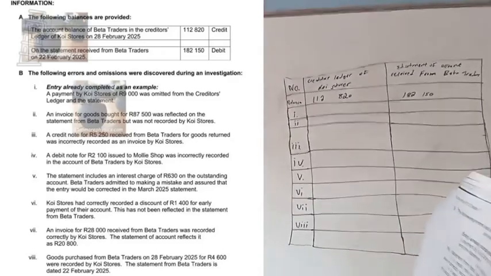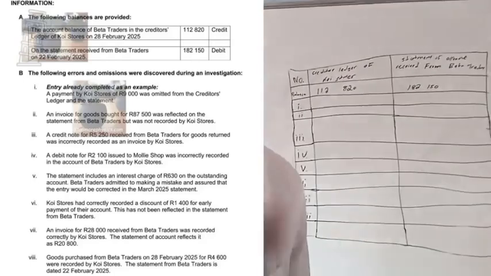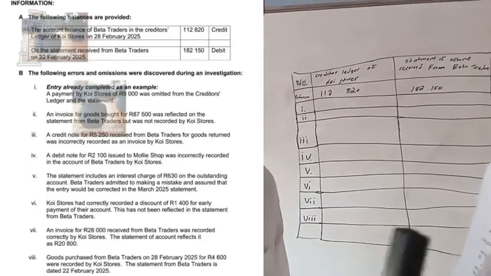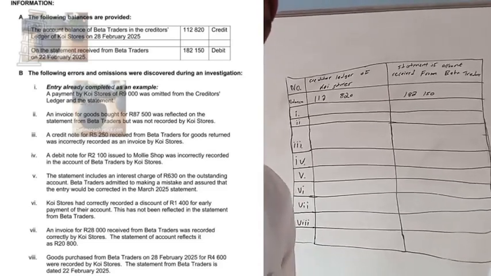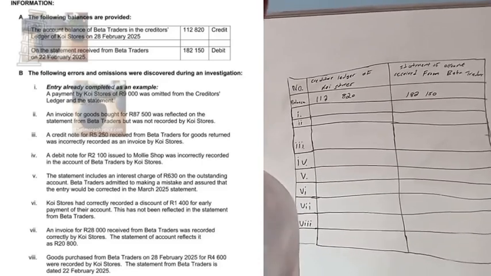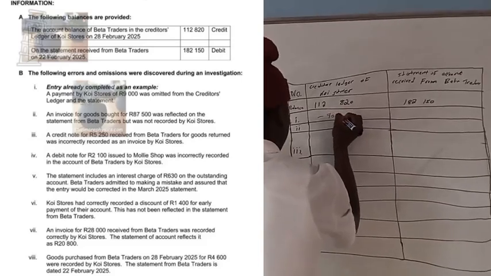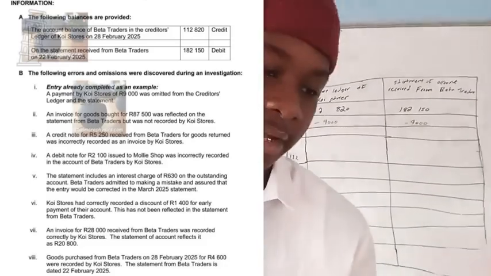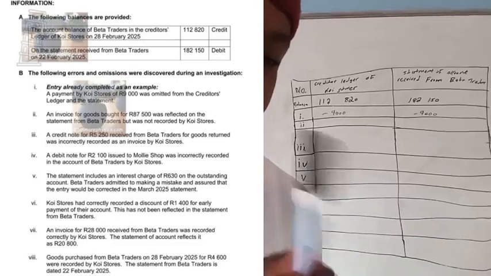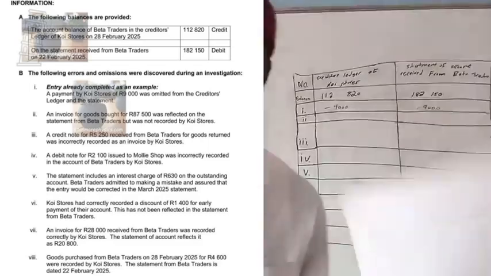Roman numeral 1, they say a payment by Koi Stores of 9,000 was omitted from the creditors data in the statement. So they are saying that Koi Stores, us, we paid 9,000, but it was taken out from the creditors ledger and the statement. So we must minus it both from the creditors ledger and the statement. So we'll minus it here. So guys, the reason we're minusing it is because they're saying that a payment by Koi Stores of 9,000 was omitted from the creditors ledger and the statement. It means it was taken out from the creditors ledger and the statement.